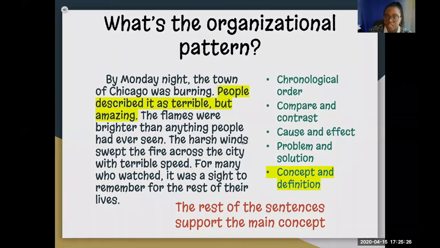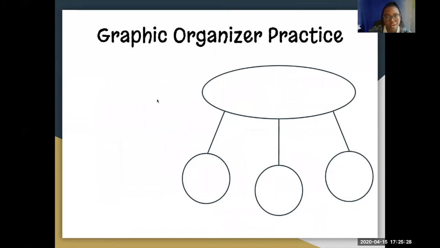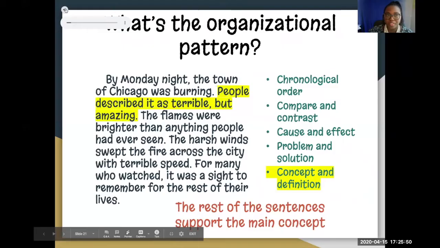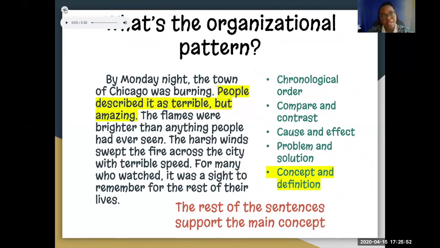So now, ladies and gentlemen, y'all know what's left, our graphic organizer practice. And if you guys would forgive me, I forgot the timer here. So I'm going to go back to use a timer from the passage. And I'm going to just show you guys that we're going to write our concept in the middle bubble. And we're going to put some details that support that. Okay, I'm going to go back. And then I'm going to use the timer here. And just as a reminder, we're doing the graphic organizer at this point.